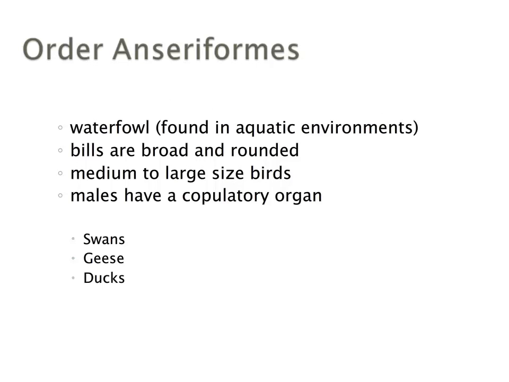Our first order of species that we're going to study are the Anseriformes. These are waterfowl. They are found very frequently, if not in some cases exclusively, in aquatic environments. Their bills are broad and rounded. They're medium but can be quite large birds. And the males actually have a copulatory organ, which differentiates them from most bird species. So these are our swans, our geese, and our ducks.